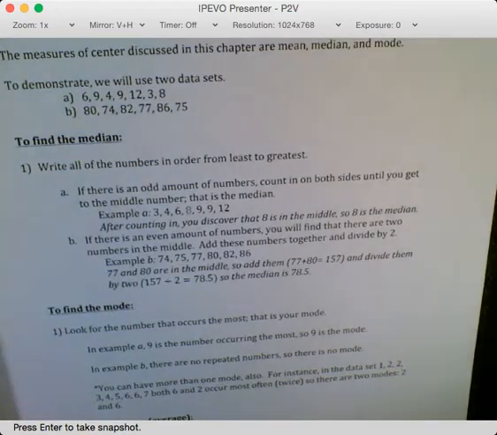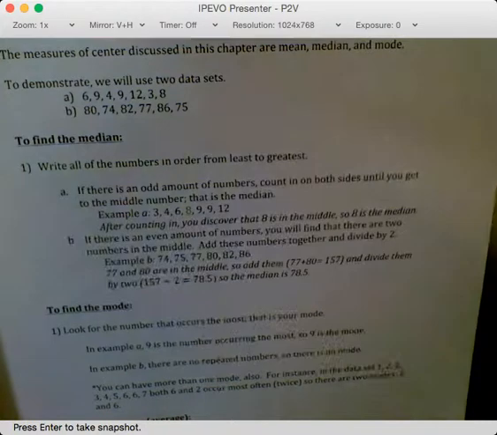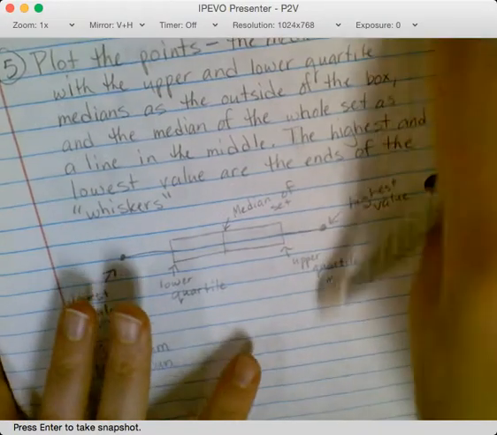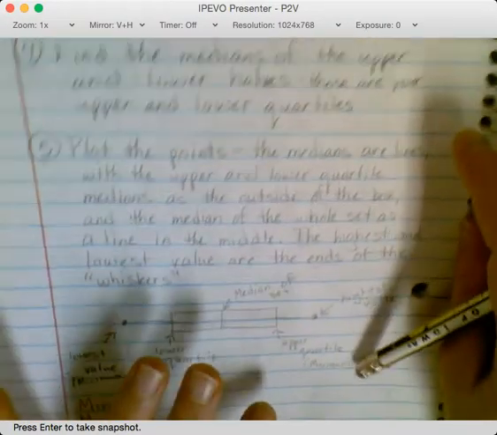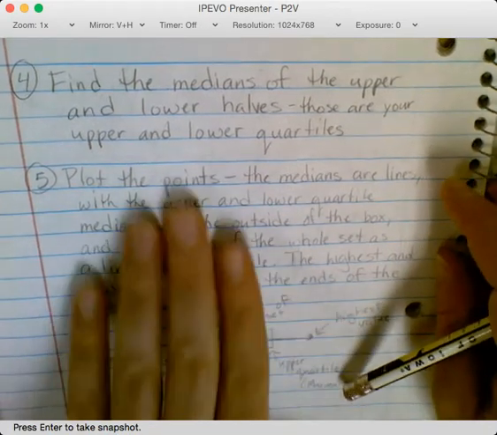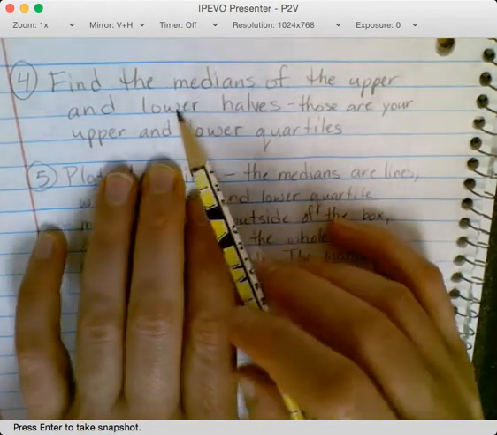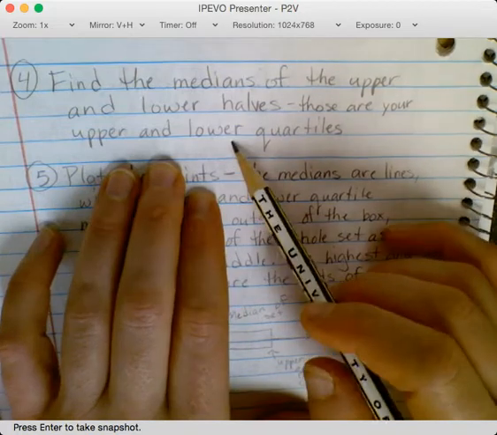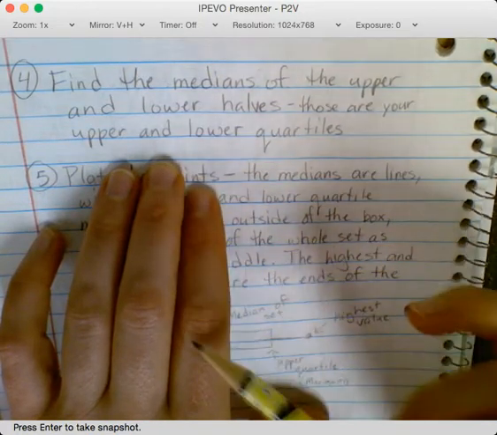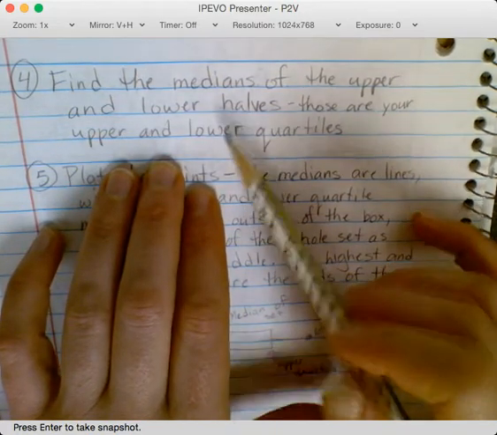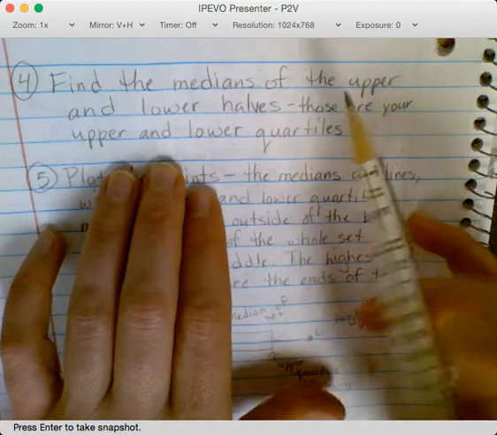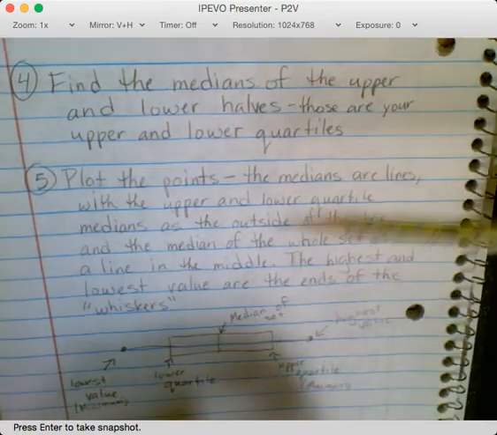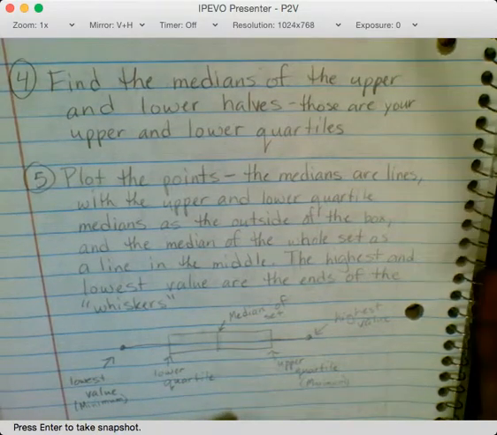All right, so something else. The next step after I split it in half at the median, then I have an upper half and a lower half, and I find the median of each of those halves. Those are my lower and upper quartiles. And then the last thing that I do is I plot the points.